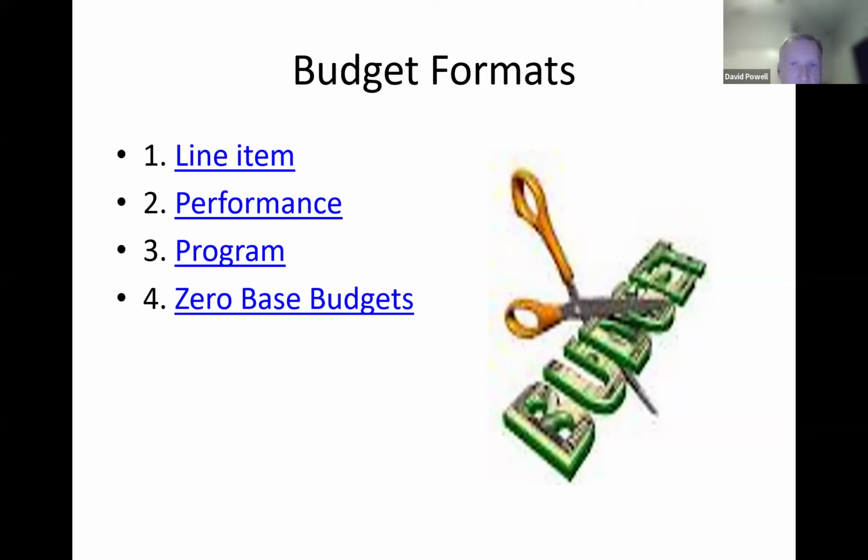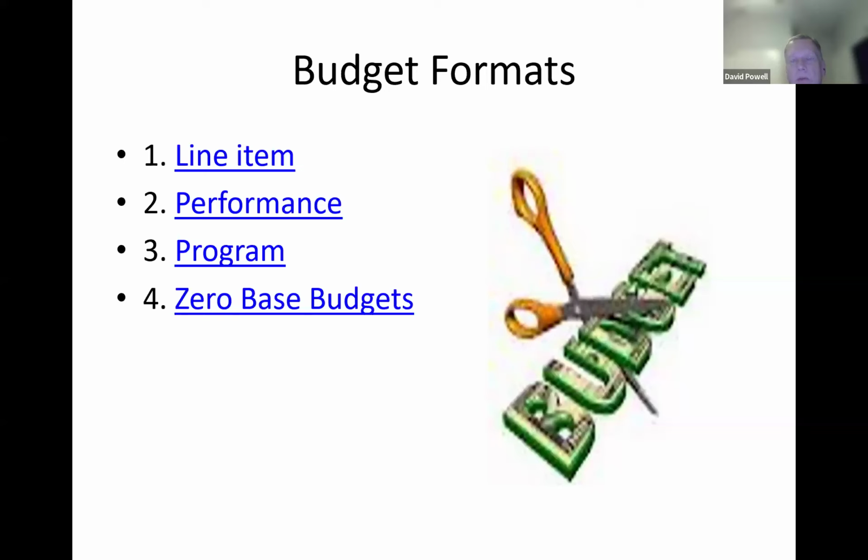Then the fourth type of common budget format that we see used is a zero-based budget. And a zero-based budget is kind of bottom-up budgeting. So we go to the very bottom of re-justifying why we are spending money on these programs. In a line item, performance or program approach, we kind of take those programs that we have been funding as assumed. We've been spending money on them, so we're going to continue spending money on them. Zero-based budgeting makes you go back and re-justify why you are spending money in a programmatic area.